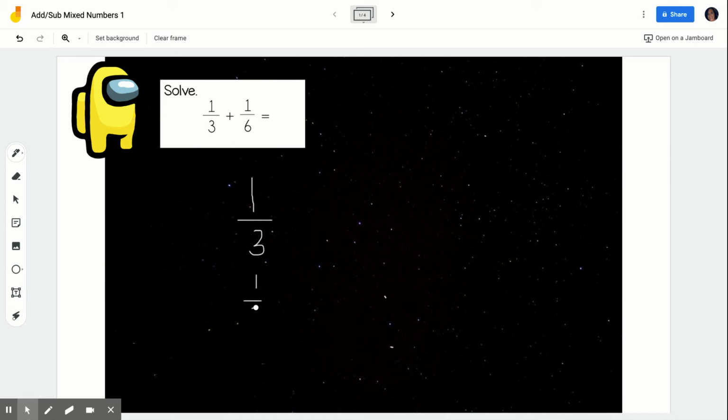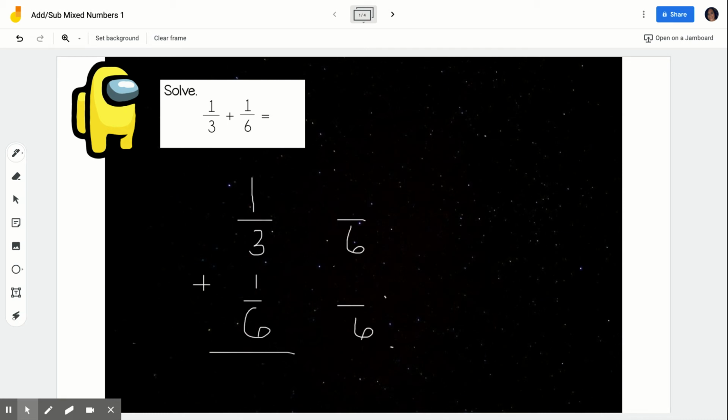We notice that the denominators are not alike, or we should say uncommon. We're going to find a common denominator by using our LCM strategy. Whatever we do to the denominator, we've got to do to the numerator. So if I look at these two numbers, I don't even have to list the multiples because I know that 3 is a multiple of 6.